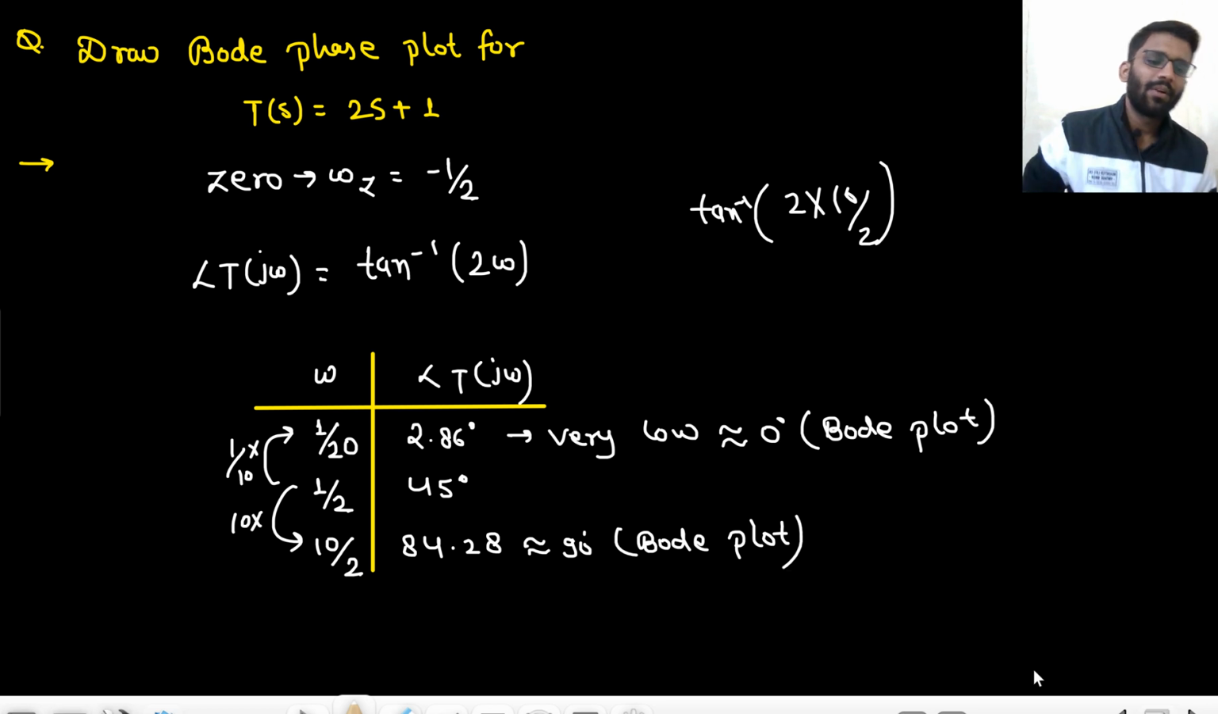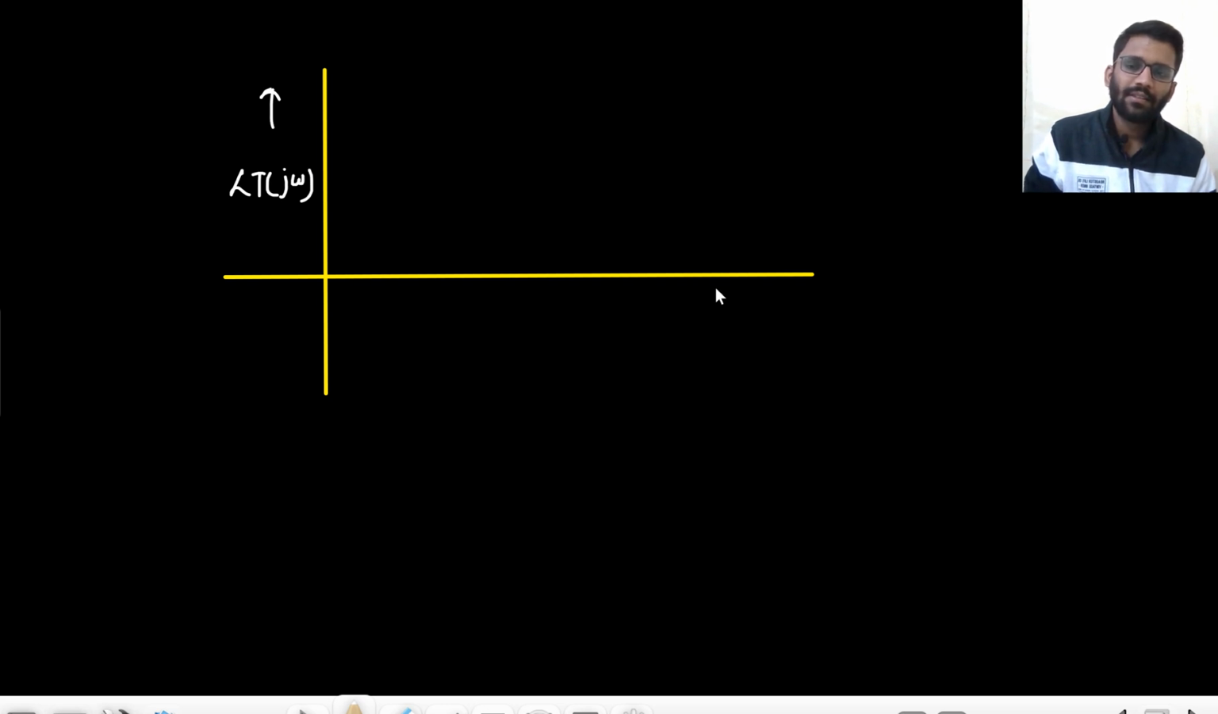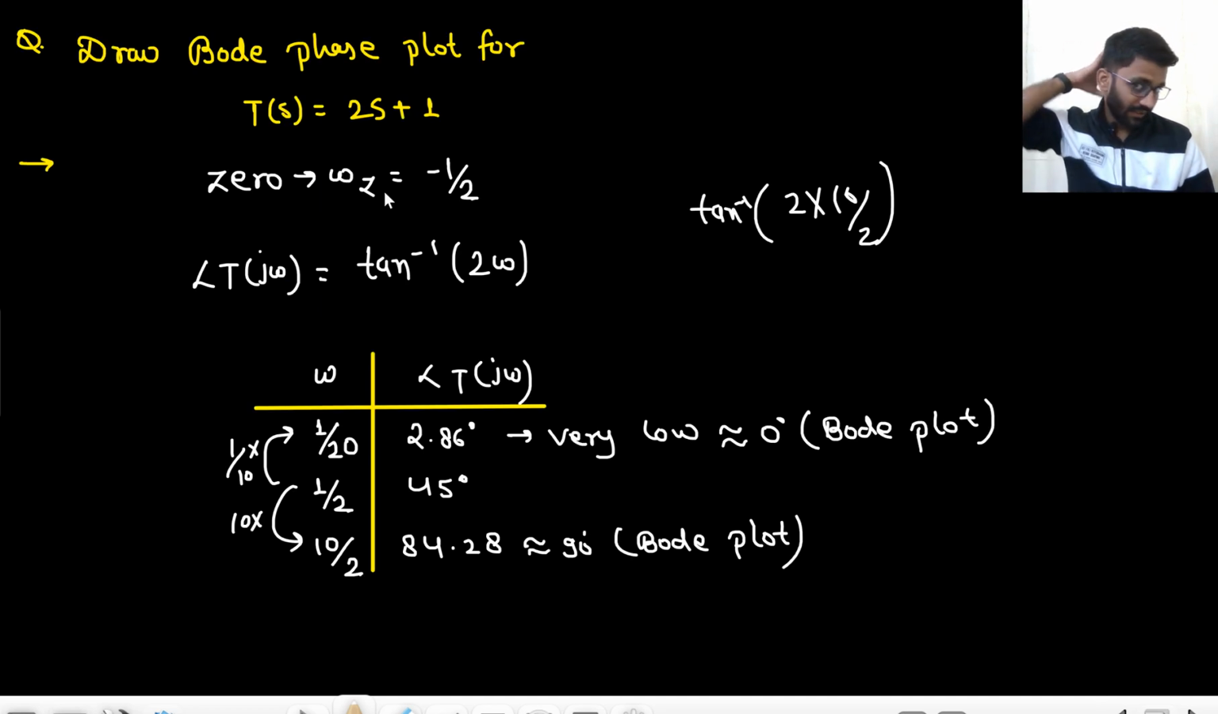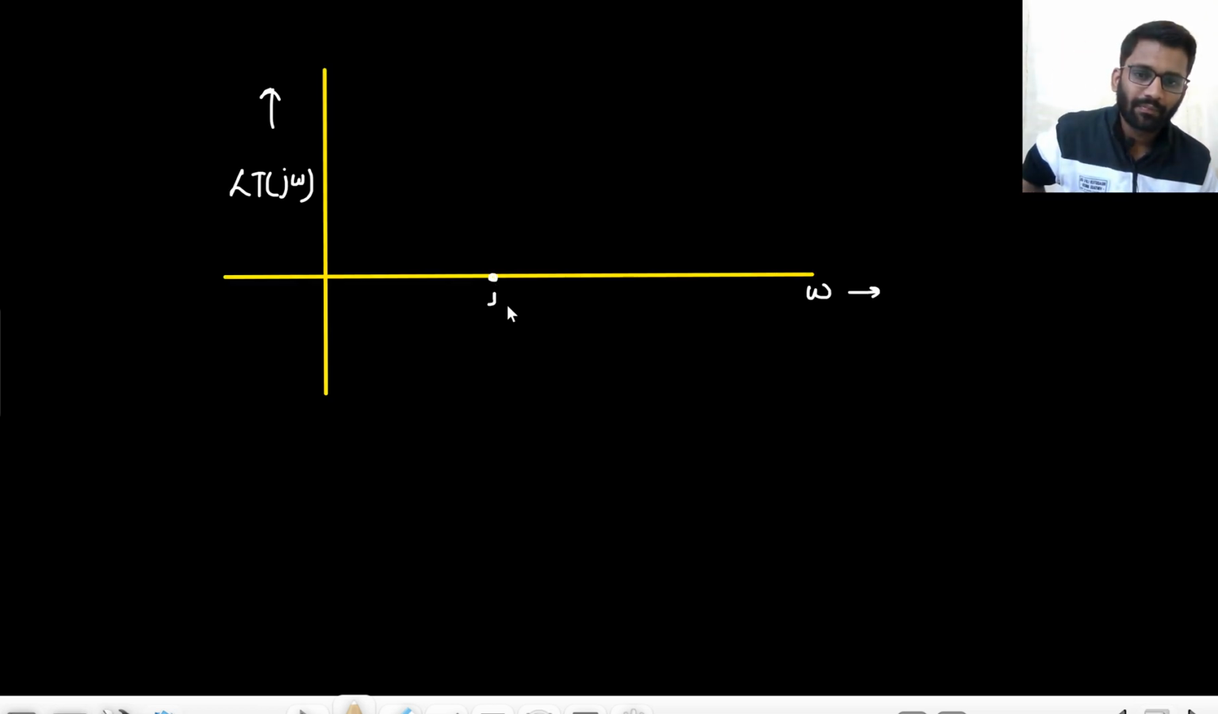So how will you draw the Bode phase plot? Are you getting some idea? What you will do? This is the angle, right, in degrees only, and this is the value of omega. First you will find your pole or 0, whatever it is. So here my 0 is at 1 by 2. Okay, my 0 is at 1 by 2. At 1 by 2, and then I will put 2 more points. 10 times less, I mean 1 by 10 times, 1 by 20, and 10 times more. That means 10 by 2.